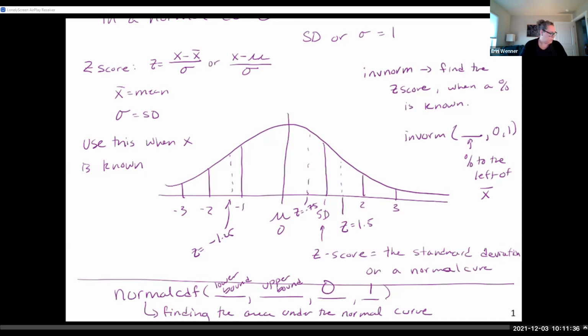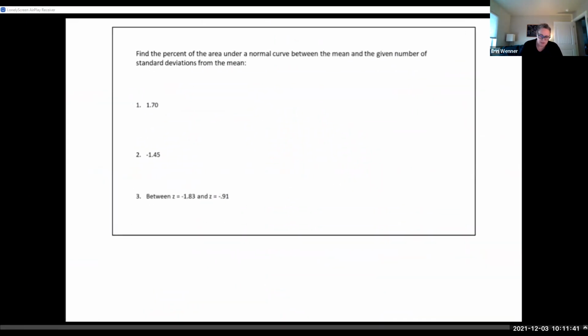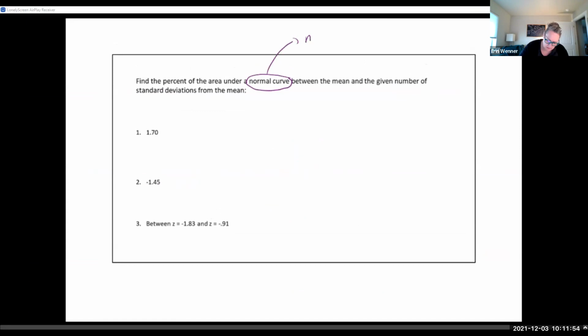Okay. So we go to our first problem. It says find the percent of the area under a normal curve between the mean and the given number of standard deviations from the mean. Again, they're telling us normal curve. So with a normal curve, the mean, or x bar, is equal to 0 and the standard deviation is 1. In our first example, we have 1.7, which means it's 1.7 standard deviations from the mean.